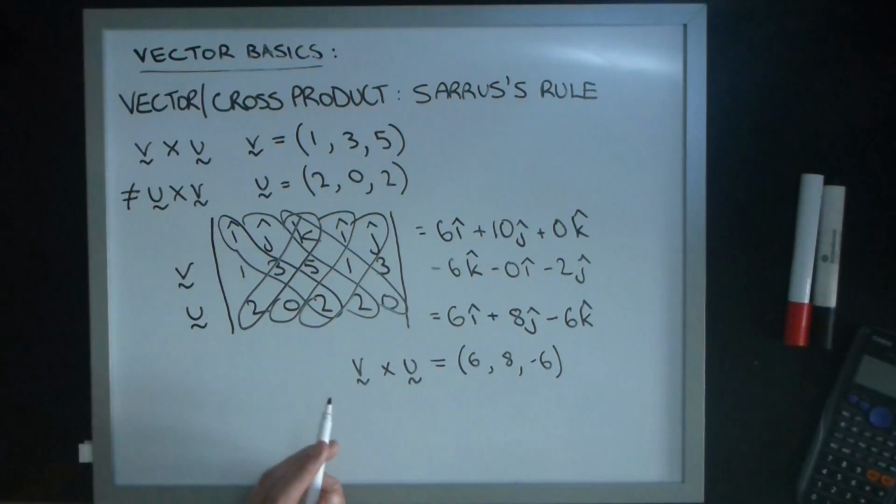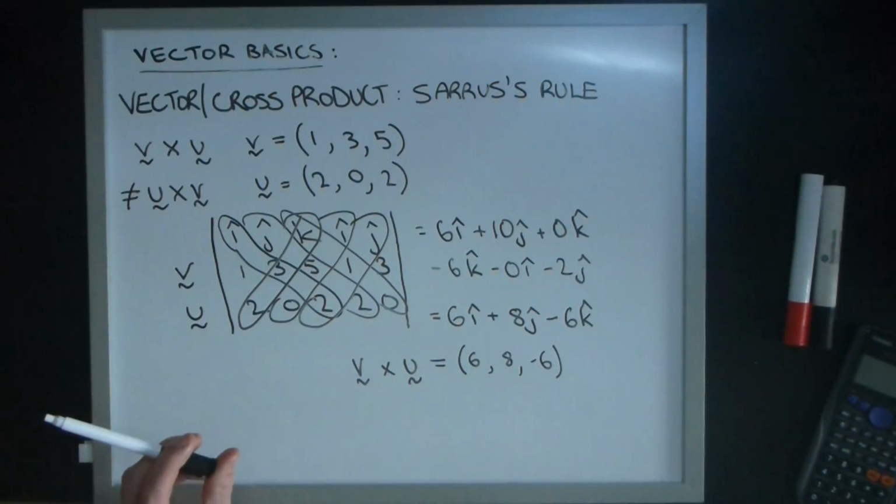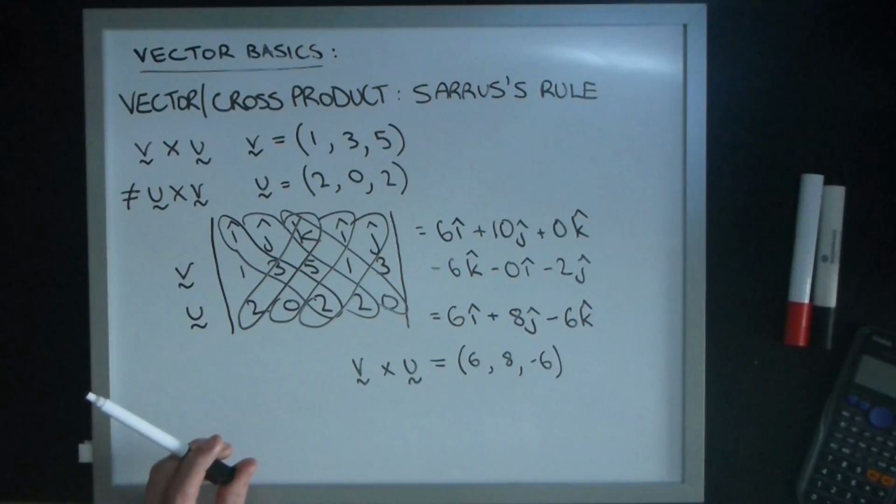This is Sarrus's rule. This is an easy way to avoid using matrices and determinants if you are not confident with them. It's also a good way to check whether or not your method of using matrices and determinants was correct.